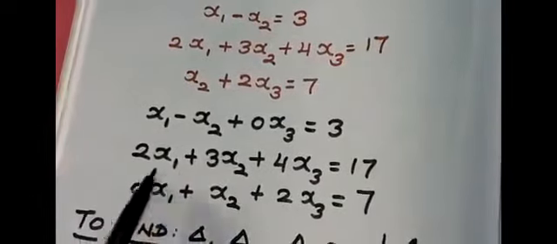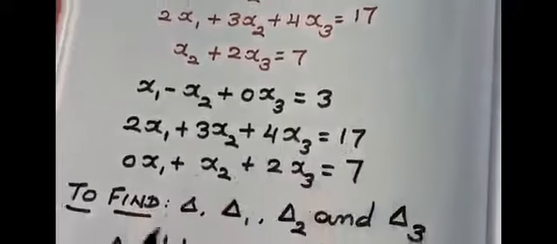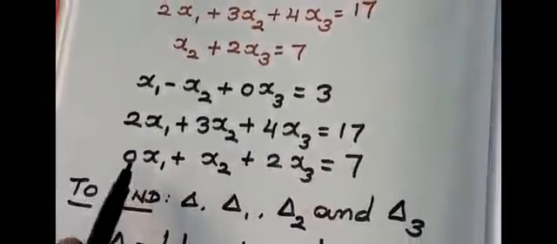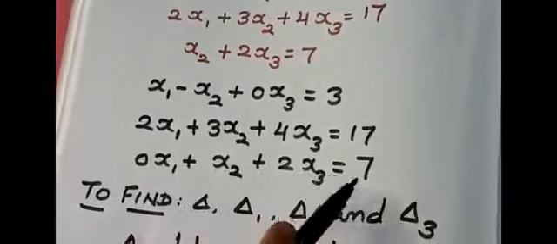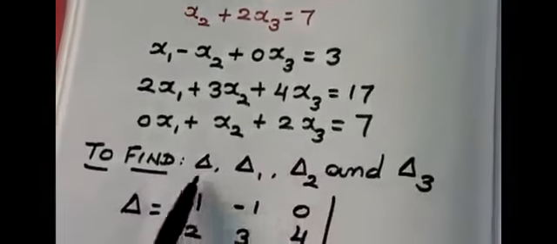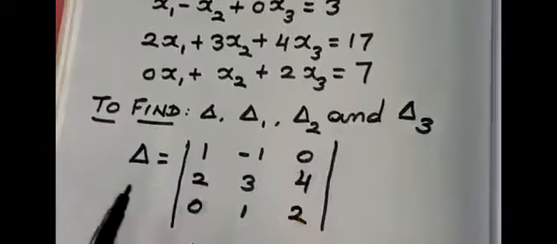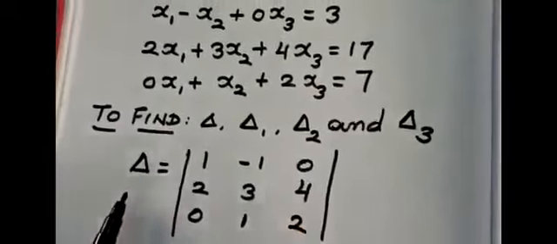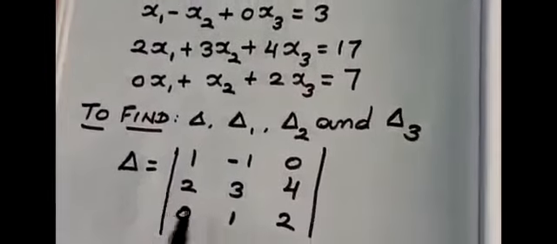Similarly 2x1 plus 3x2 plus 4x3 equal to 17. And in the last equation, I am not having x1, so I am writing it as 0x1 plus x2 plus 2x3 equal to 7. First I am going to find delta, delta 1, delta 2 and delta 3. I told you how to take delta. Delta means I am going to take the coefficients of x1, x2 and x3.